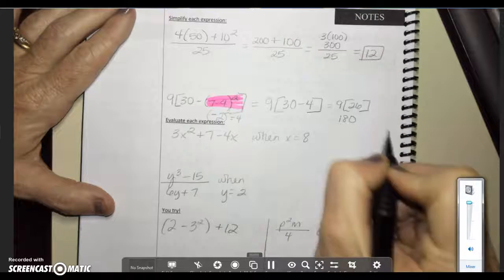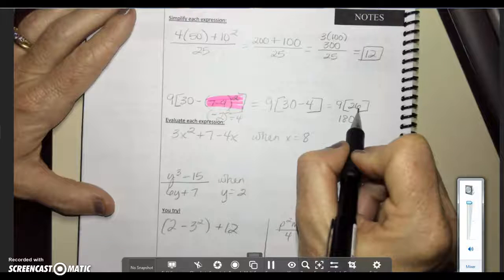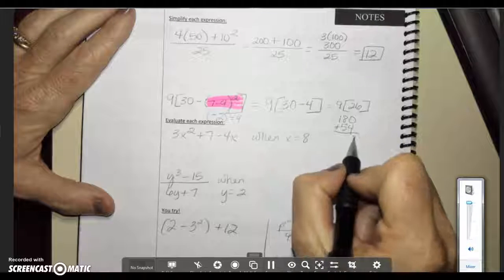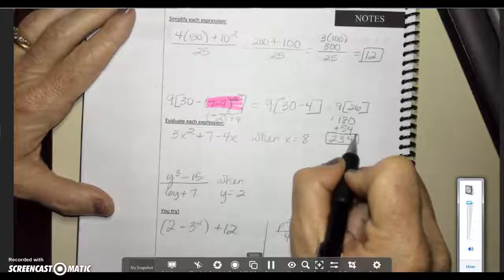18, and we're going to add a 0 because that's in the tens place. What's 9 times 6? 54. Good. Add them up. So 234.